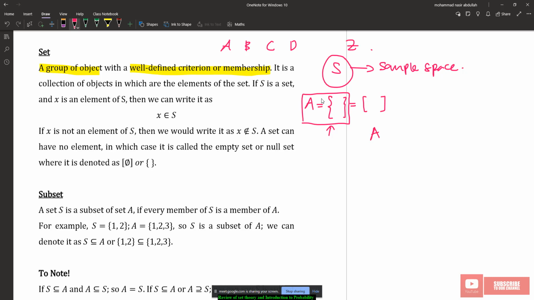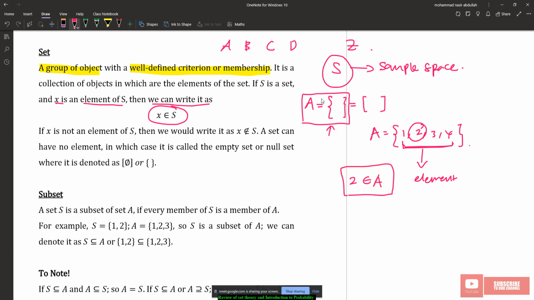If set A has members, let's say we start with a curly bracket 1, 2, 3, 4, this is what we call an element of a set. So X is an element of S. For example, 2 is an element of A. So this is how we write the notation of set theory.